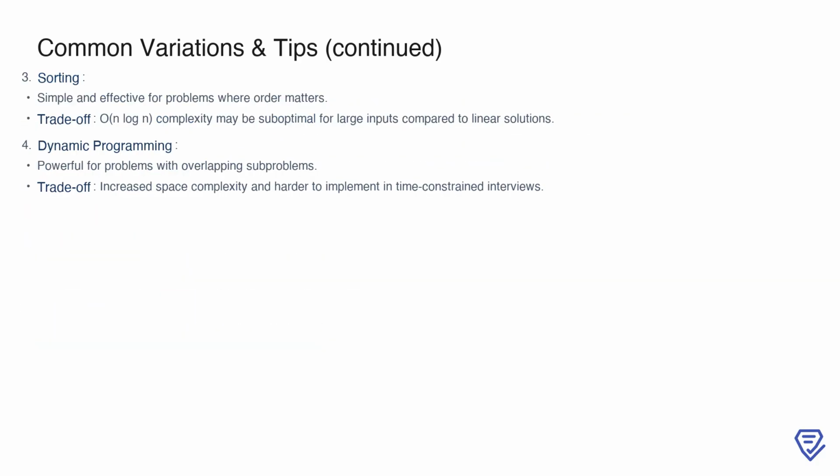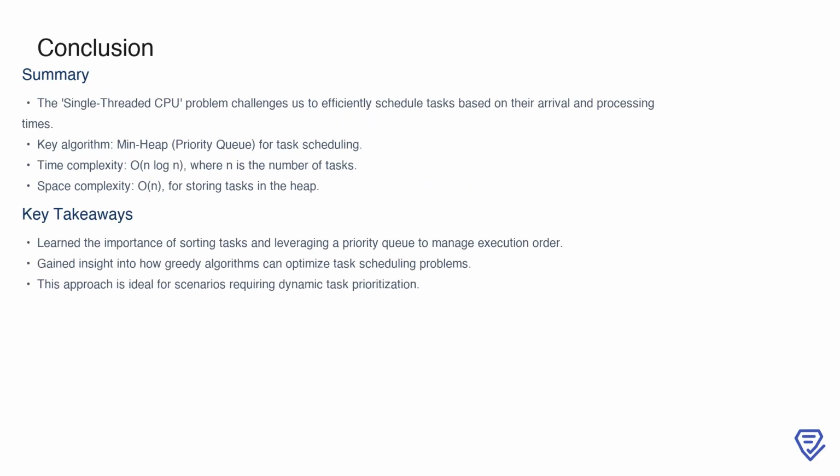Sorting is another useful approach for many problems, especially when order matters. While it's simple and effective, its O(n log n) time complexity may be suboptimal for very large inputs when linear solutions are available. On the other hand, dynamic programming is a powerful technique for problems with overlapping subproblems, such as those involving optimal substructure. However, it comes with its own trade-offs, including increased space complexity and a steeper implementation curve, which can be challenging in time-constrained interviews. By understanding these trade-offs and selecting the most appropriate strategy, you'll be better equipped to handle a wide variety of problems efficiently. Thank you for joining me in solving this single-threaded CPU problem.